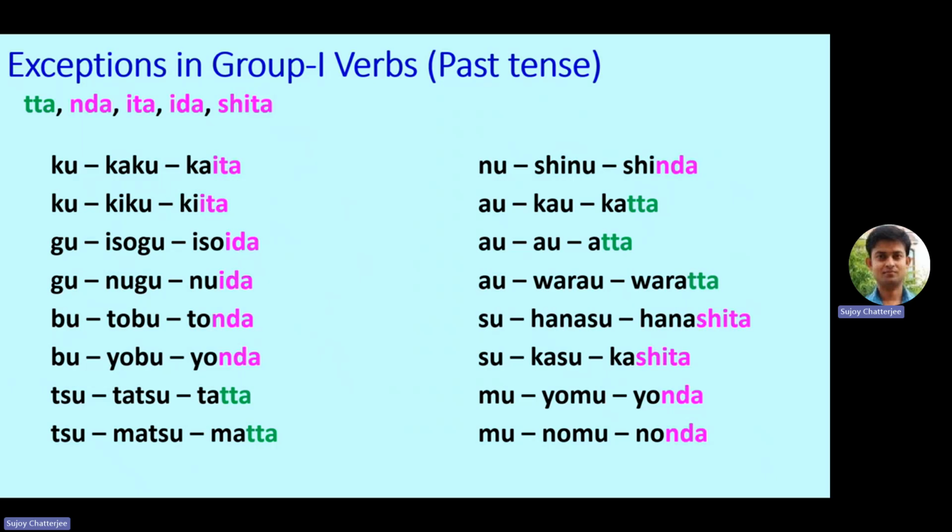For the su category, hanasu is hanashita. Kasu is kashita. It is shita. And for mu, yomu becomes yonda, nomu becomes nonda. Some of these we have discussed in the previous slides as well, but this is the complete category of the exception verbs of group 1 from the past tense point of view.